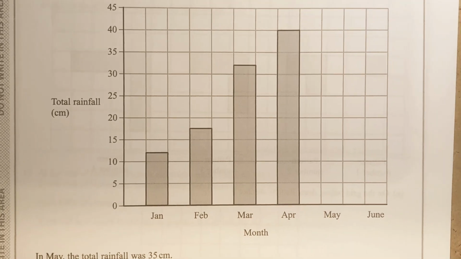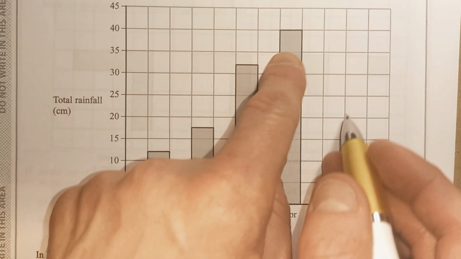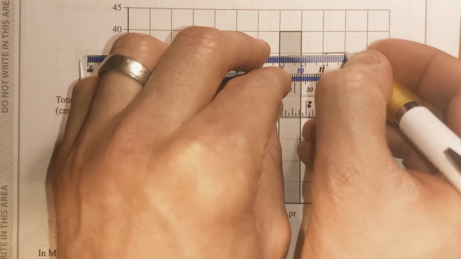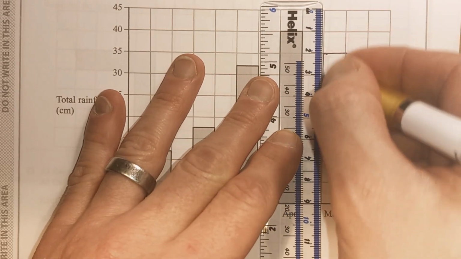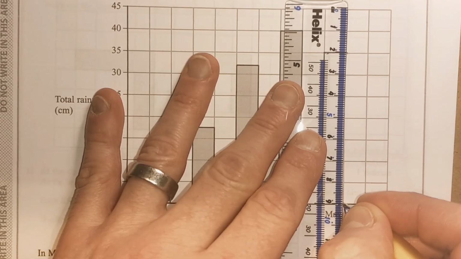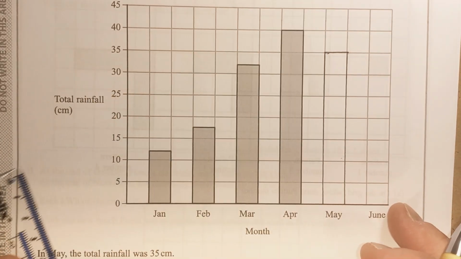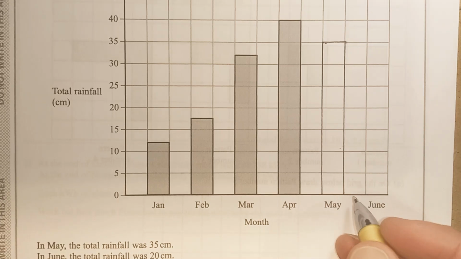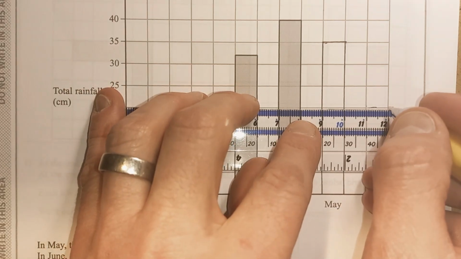Okay, so this should be reasonably straightforward. So May, we've got 35 centimetres, so here's May. So we go up to 35, which is going to be here. Use my ruler. And I'm doing the bar the same width as the other bars. Draw the vertical lines down as well. Okay. And then for June, the total rainfall was 20 centimetres. So we want to go up, and 20's here, so this is where we want it.